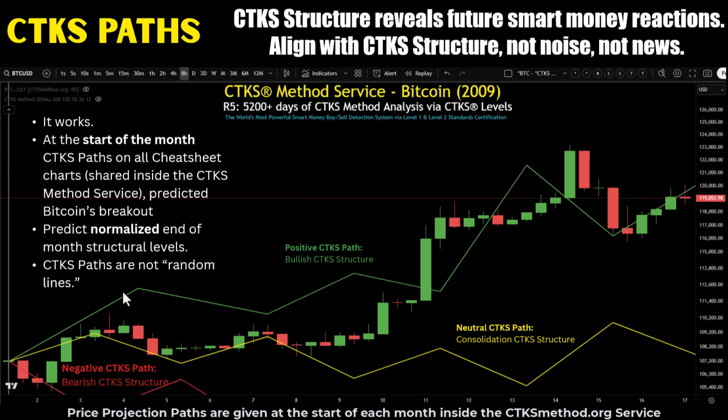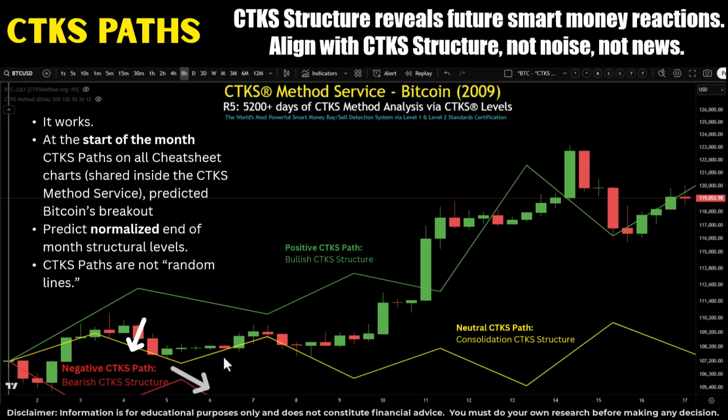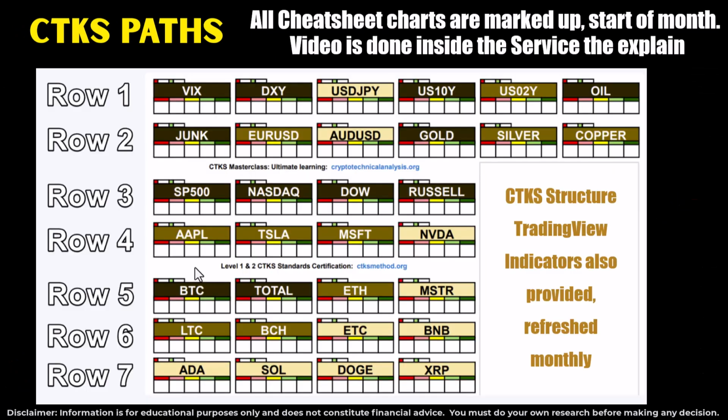You'll find that these paths are not random. They're not random to the upside, they're not random to the consolidation side, and they're not random to the bearish or negative side either. The CTKS paths extend all the way to the end of the month, and if you're a current member, you already know what the end of month expectation is for Bitcoin from the path.